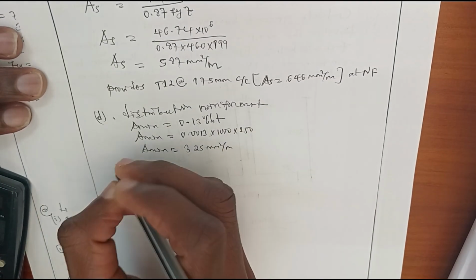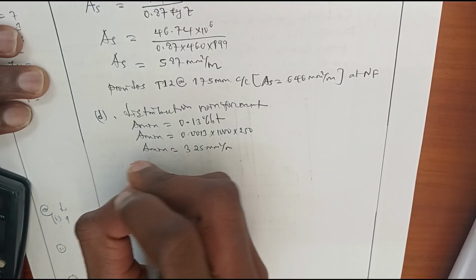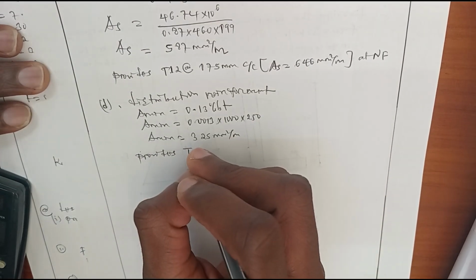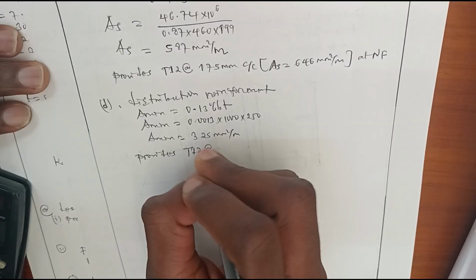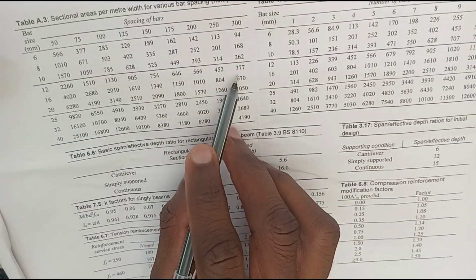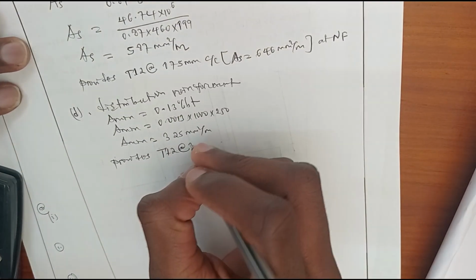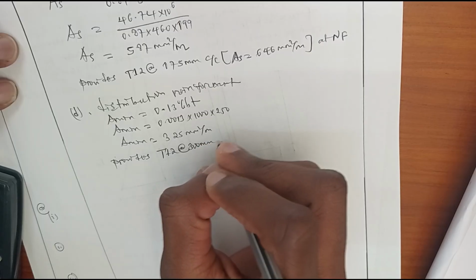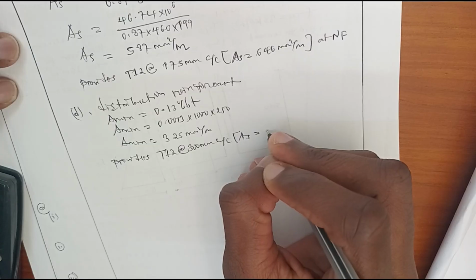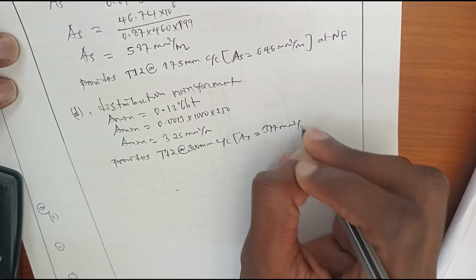This is the area required. So the area to be provided, we provide bars with diameter of 12 at a spacing of, from the design table, the one which is closest to this, at a spacing of 300 millimeter center to center, which gives the area of 375 millimeter square per meter.